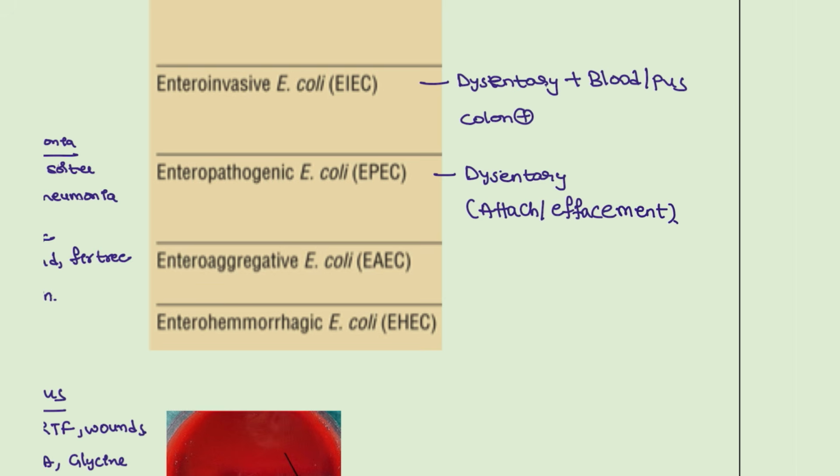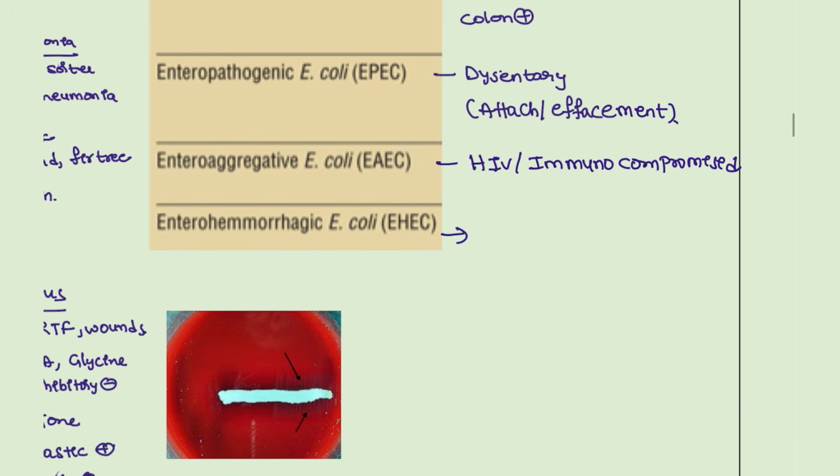Enteroaggregative E. coli will be seen in HIV patients or severely immunocompromised patients. Enterohemorrhagic, this is the one which we have just discussed. This is the Shiga-like toxin, and the species is O157:H7, and it can present with hemolytic uremic syndrome and also dysentery.